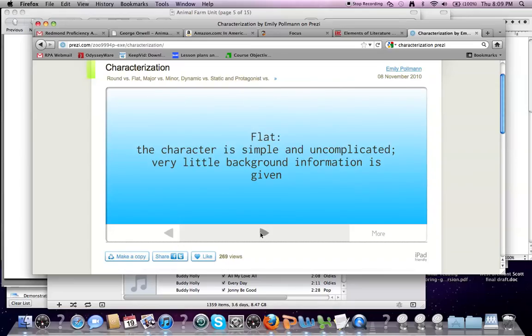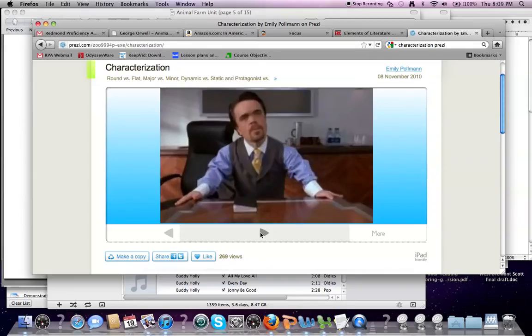Flat is the complete opposite of that. You guys might remember the character is simple, uncomplicated, and very little background information is really given. We don't know much about them. Other flat characters where we don't learn much about them could be Chewbacca from Star Wars. I love Star Wars. Chewbacca is a pretty flat character. We don't know a lot about him, and he doesn't speak English, so we don't even know what he says. It seems like Han Solo is the only one that knows what he's saying. Everybody loves Chewie, but he's still a flat character.